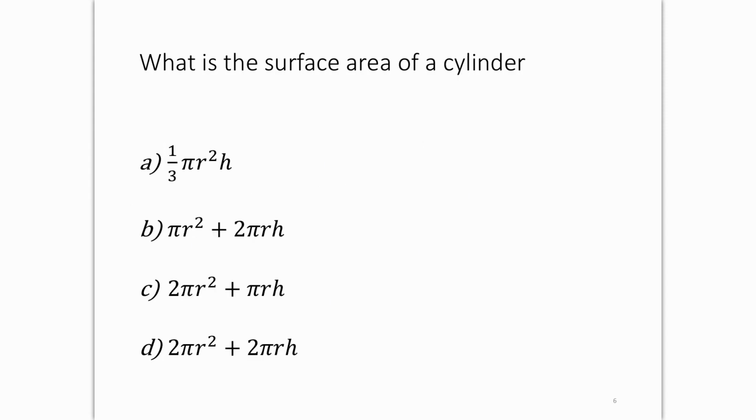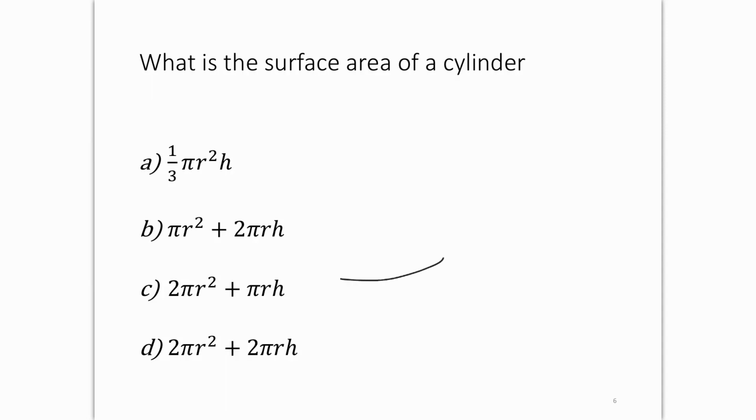What is the surface area of a cylinder? Please don't try some weird derivative trick. See if you can remember from grade 10, what is the surface area of a cylinder? Alright, the answer I'm going to derive for you before I circle it.